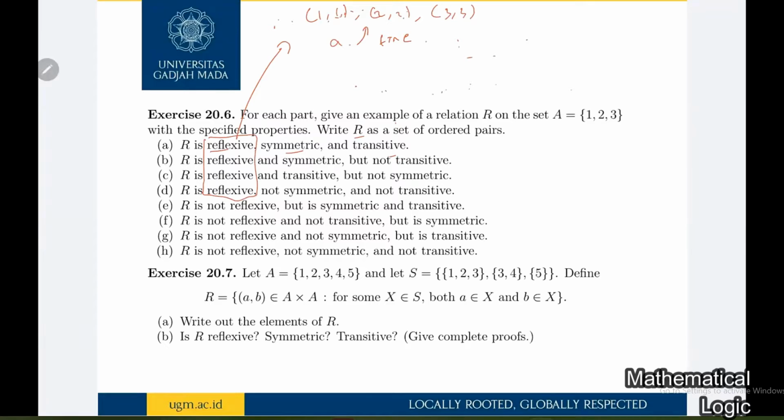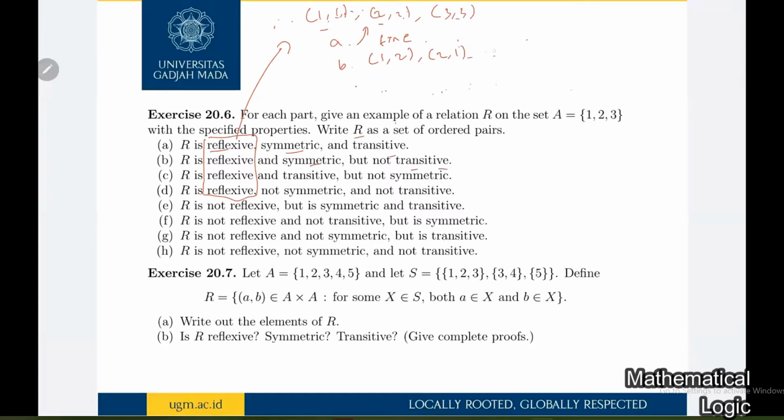And for the next one, we want to make it symmetric but not transitive, so we have to add something there. So for example, 1,1, 2,2, 3,3 should be there, so we have to add another one. To make it symmetric, when we add 1,2, we also have to add 2,1, right? And then is it enough to make it not transitive?